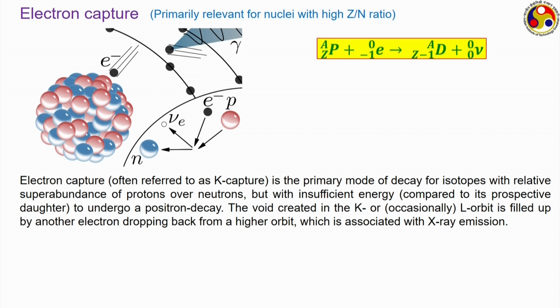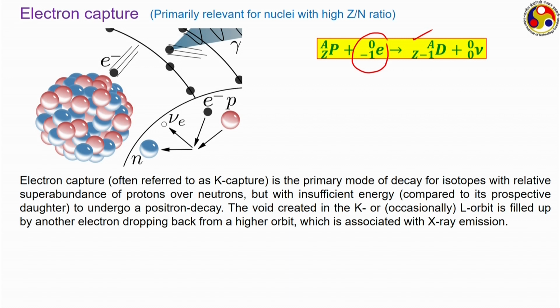So, the mathematical form will remain like this, where an isotope of ZAP is reacting with one electron. Mind you, this electron is coming from the orbits, leading to the formation of this daughter, which looks very similar to what we had in case of positron decay, plus neutrino. But you have to keep in mind here, in case of the previous case, we are having a positron coming out of the nucleus, and during that time a proton is getting converted to neutron.